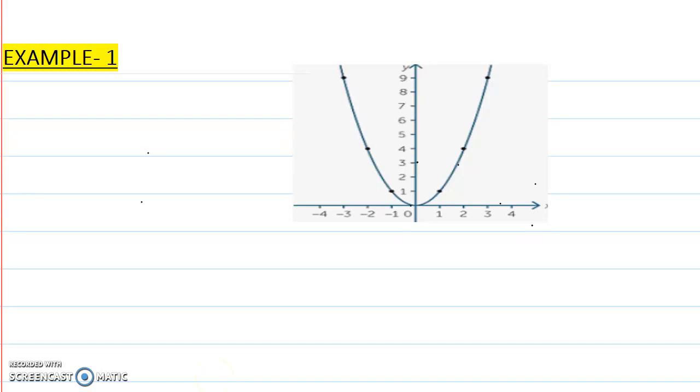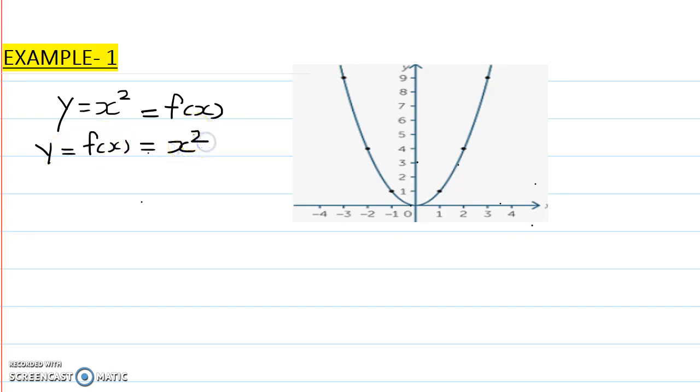If you see here, this is the graph of y is equal to x square, and sometimes we call it f(x) as well. f(x) means function of x. So we sometimes write y is equal to f(x). f(x) is function of x, and x square. So they all are the same. Once we plot it the proper GCSE way, we get this type of curve, and this is our quadratic curve.